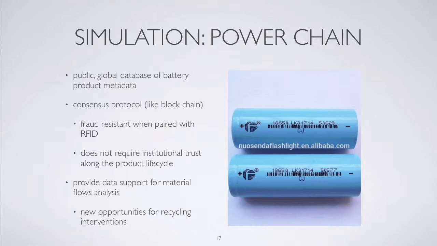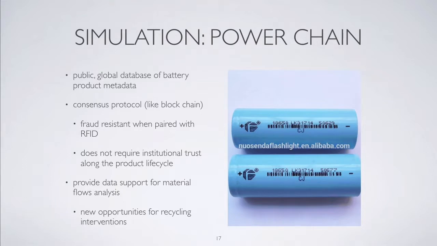Now, this is built on a consensus protocol that works kind of like a blockchain. And the basic idea is that cryptographically secure identifiers can be attached to the batteries, and then those identifiers can be used to track the battery in this database without requiring the various institutions that use the database to have to trust one another along the life cycle.